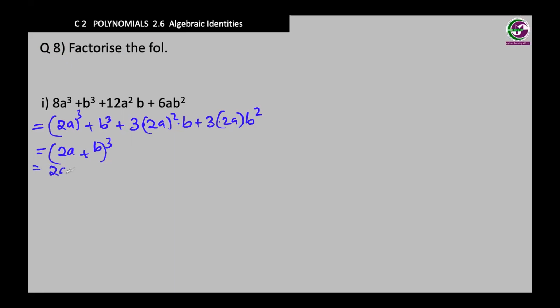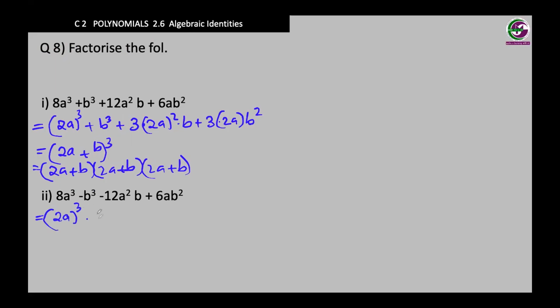Or we can rewrite 2a plus b, 2a plus b, 2a plus b. Because we are asked to factorize, we have to write all three terms. Again, it is clear that there will be a minus. So we can rewrite (2a) power 3 minus b power 3 minus 3 times the square of the first term, so (2a) power 2, times the second term, plus 3 times the first term times the square of the second term.